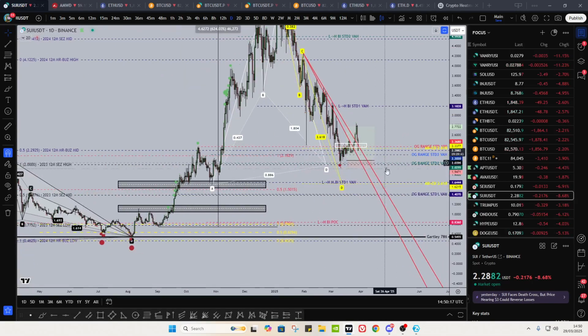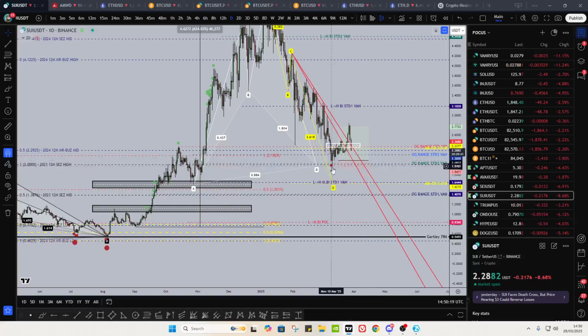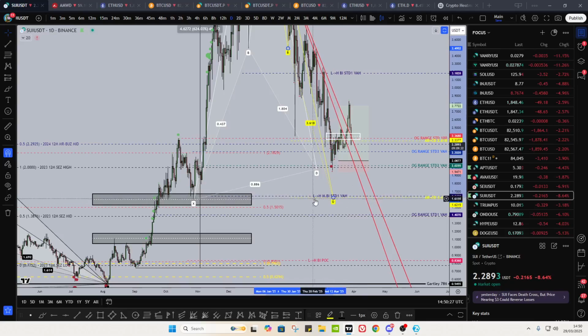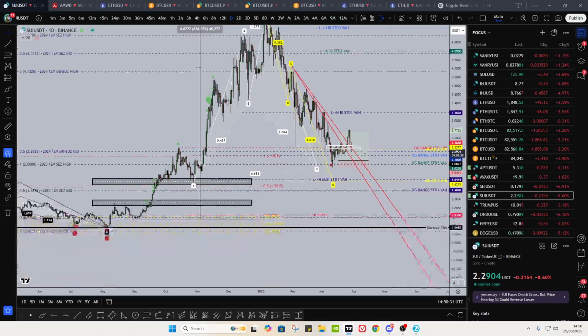So that's hit. For SWI, if you come back down, I don't know if you're going to get a double bottom at $2. If you lose that, of course, you guys know my thoughts. 3.618 of the 382, lining up with the low to high, standard deviation 1 value area high.